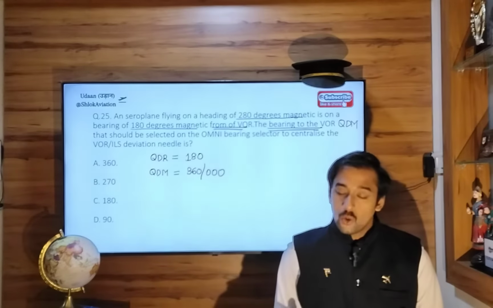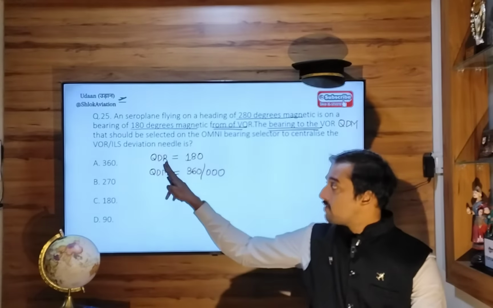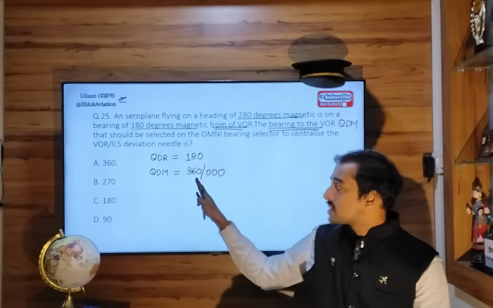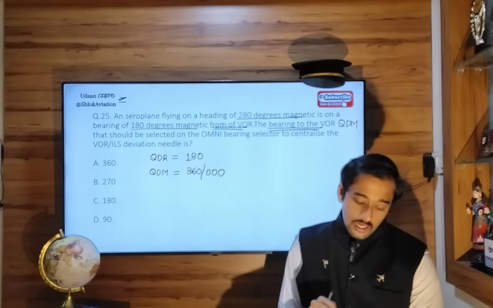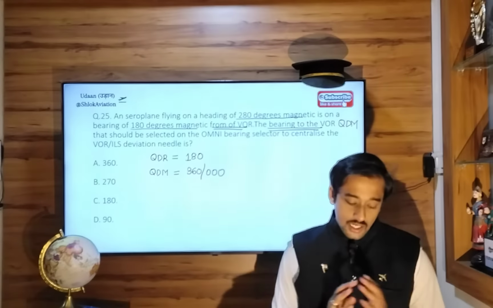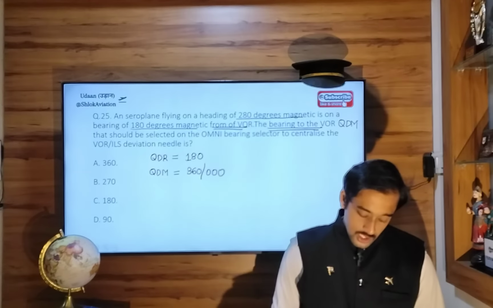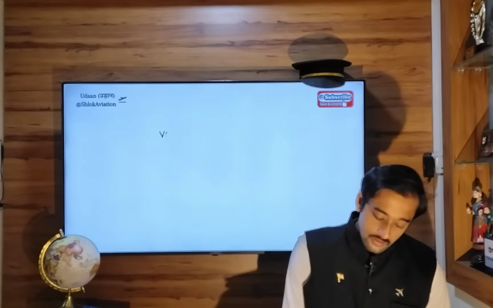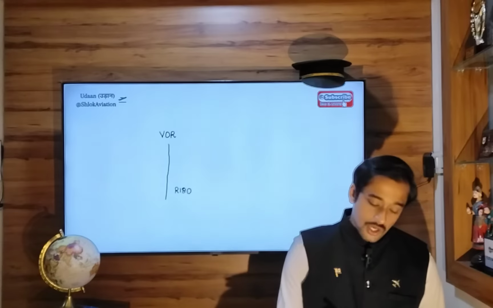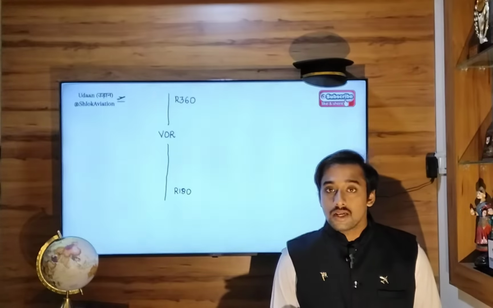That should be selected on the OBS to centralize the needle is what? So we already know the magnetic bearing from the VOR, QDR, is 180. The magnetic bearing to the VOR is 360 or 000. Now the question has asked us, what should you select on the OBS to centralize the deviation needle? Okay, so now there are two options. This is your VOR, this is your radial 180, and the opposite of this radial 180 is your radial 360.